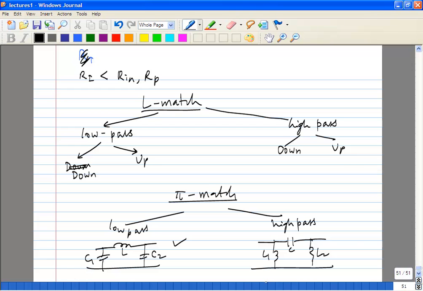Yes, that's right. So biasing the output node is a problem. That's the reason why you'll need a separate capacitor if you choose the low pass. Okay.